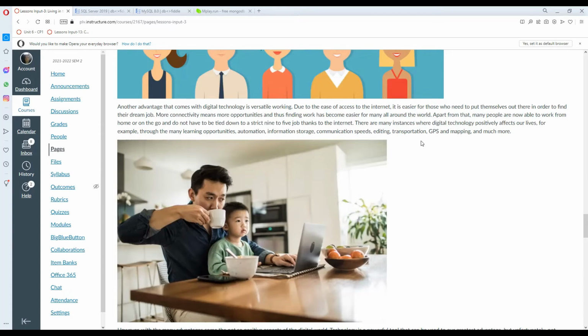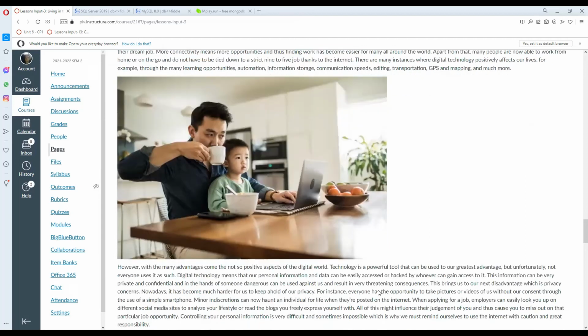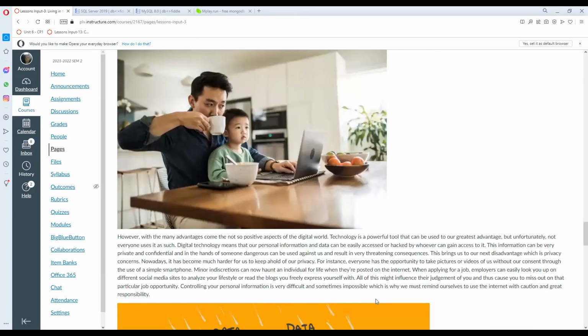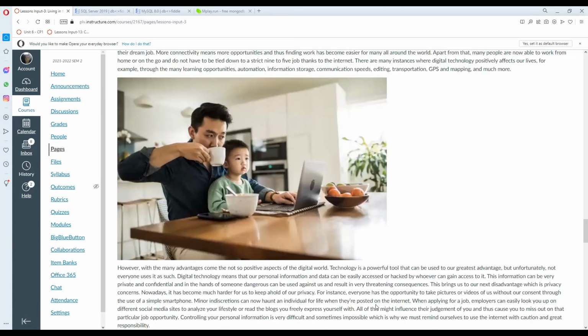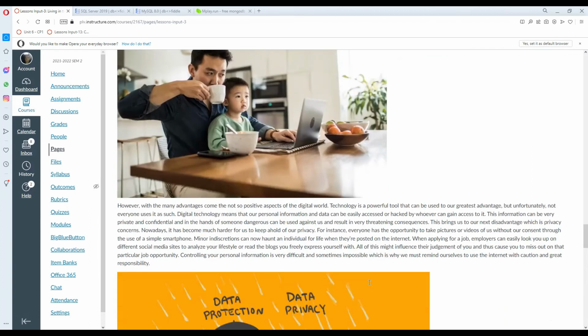There are many instances where digital technology positively affects our lives. For example, learning opportunities, automation, information storage, communication, editing, transformation, transportation, GPS and mapping, and many more. Especially during this time of the pandemic, through a work from home concept, we do not need to go to our physical office in order to do our particular work or task.